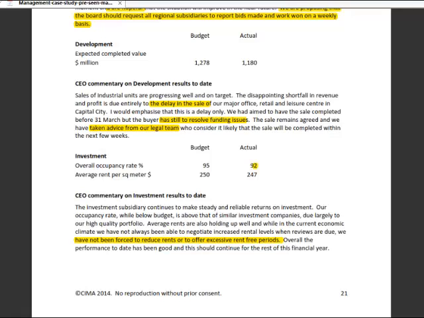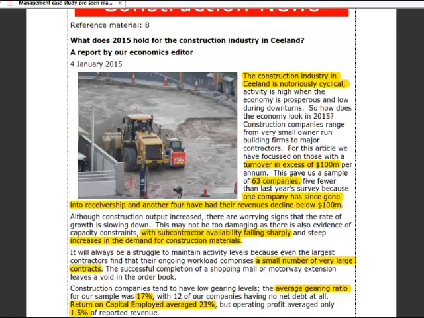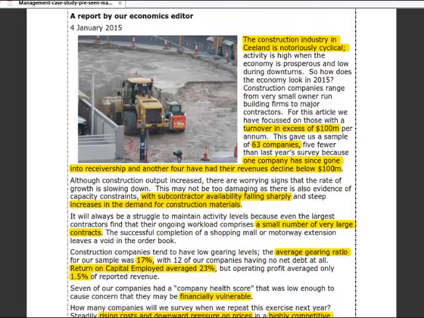Finally, we have two pieces of news announcements, press releases. And the first one is construction news, and is talking about what's the future for construction in Sealand in 2015 by the economics editor, dated January 2015. So this is 3 months before these management reports that we just looked at.